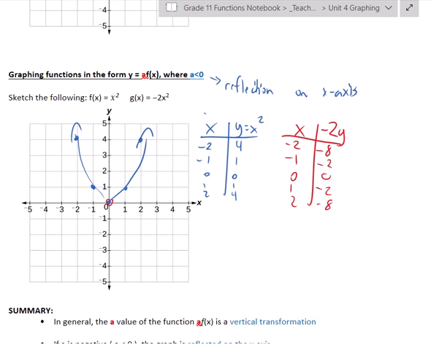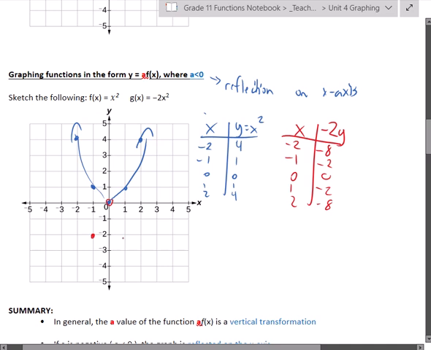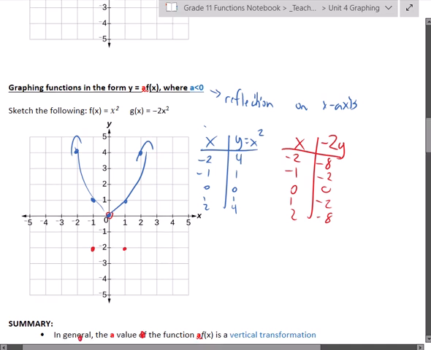So we have 0, 0. We have -1, -2. 1, -2. And then we have 2, -8, which is way down here. And -2, -8. And then drawing a curve. And we have our transformed function.